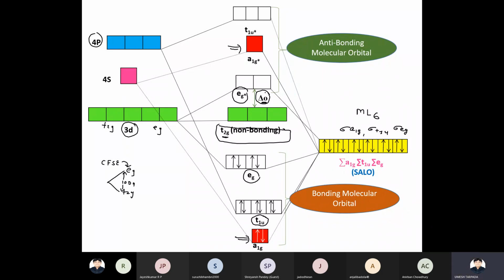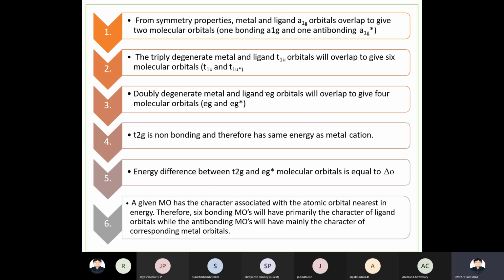So is it okay? Yes, sir. Fine. Now see, what is the first step? From the symmetry properties of metal and ligand, you can have the A1G orbital, which overlaps with the ligand orbital and gives two molecular orbitals, that is A1G and A1G star, that is represented here.